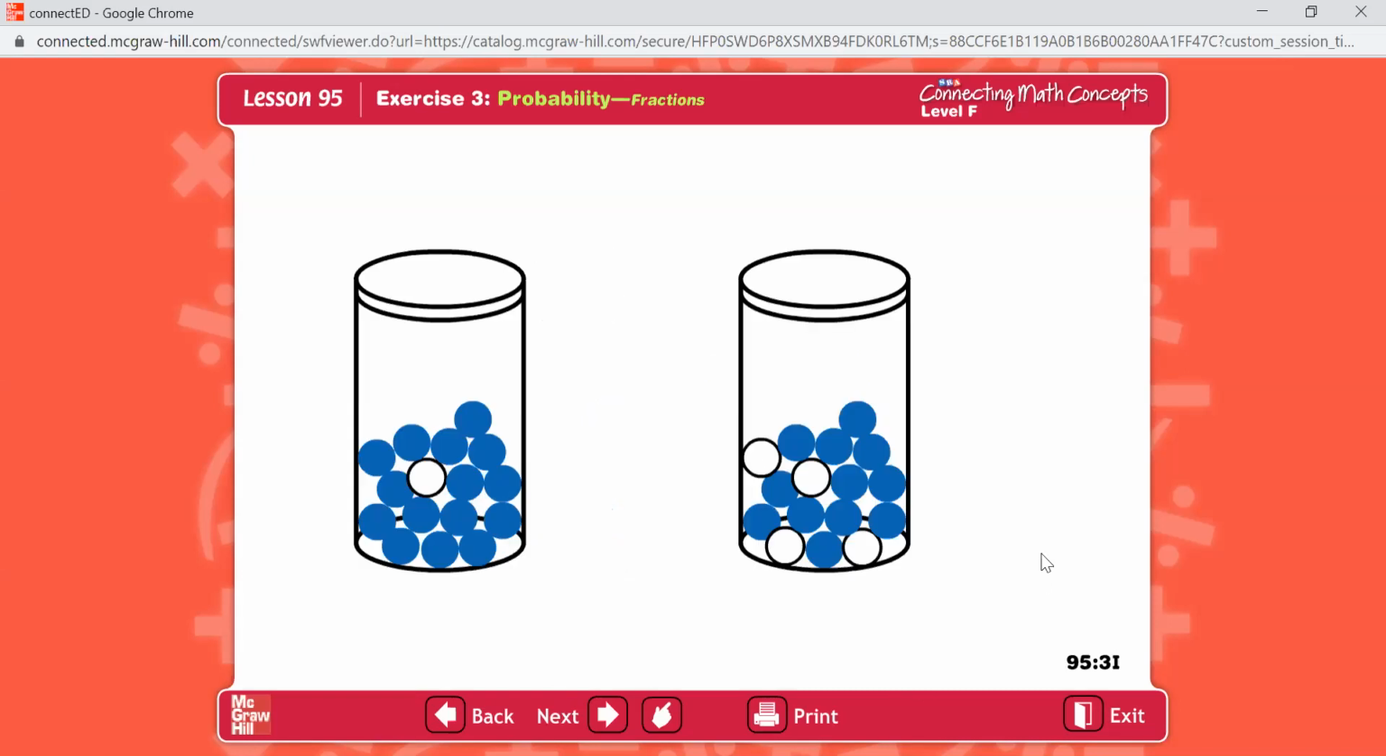Here are the jars with 1 white marble and 4 white marbles. What's the probability fraction for pulling a white marble from the first jar? It would be 1/16. 16 marbles in all, 1 of them is white. What would be our probability here? How many in all? 16. How many are white? 4.